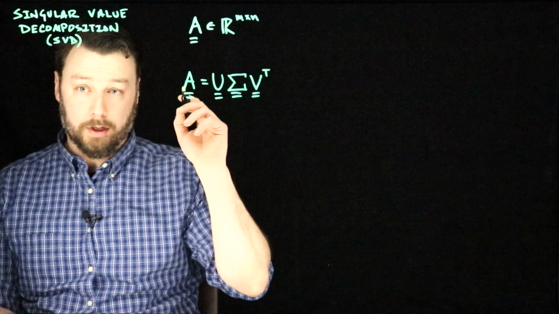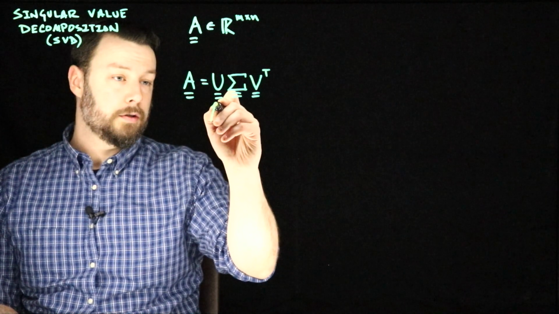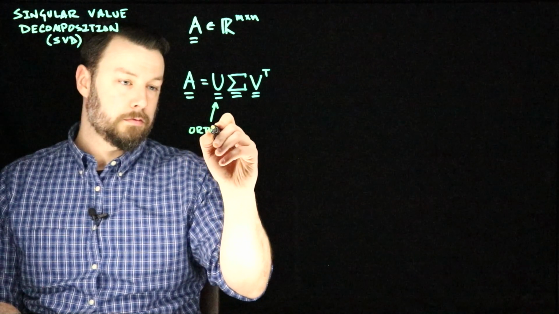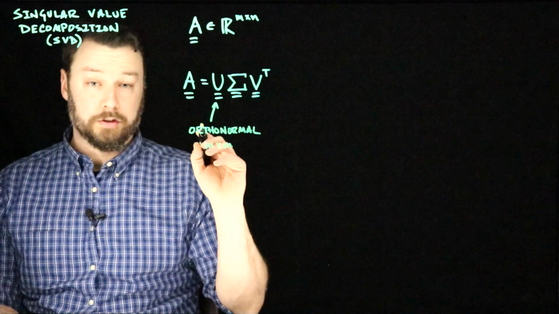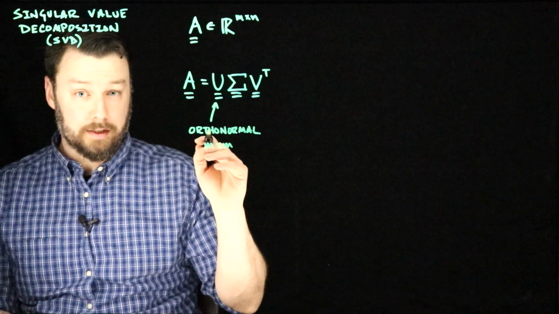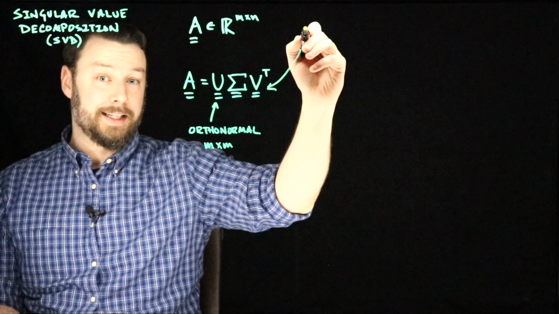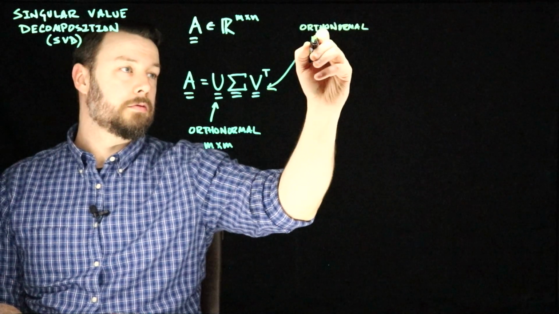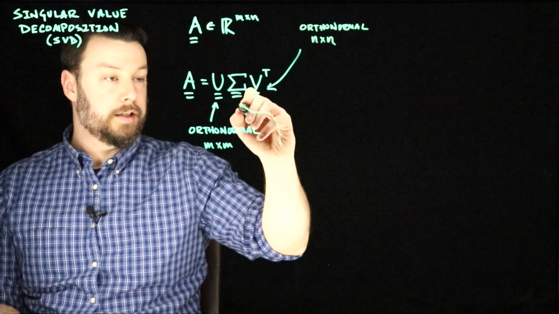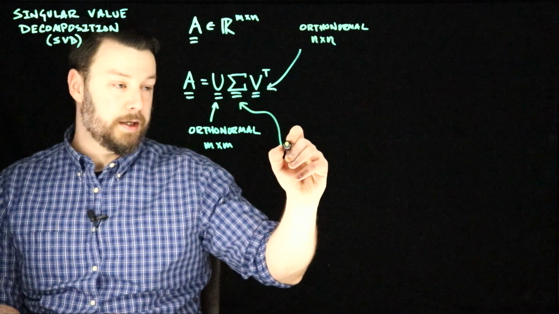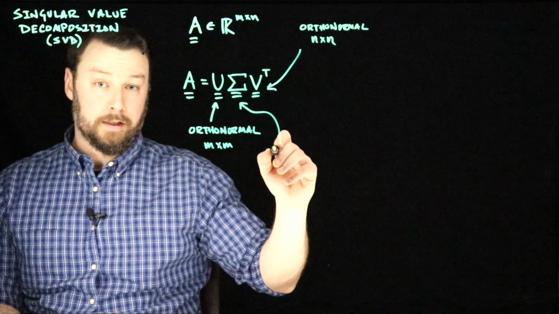In particular, U is an orthonormal M by M matrix, so a square orthonormal M by M matrix. V is an orthonormal N by N matrix. And sigma is a matrix that is mostly zeros, except along its main diagonal, and it is M by N.